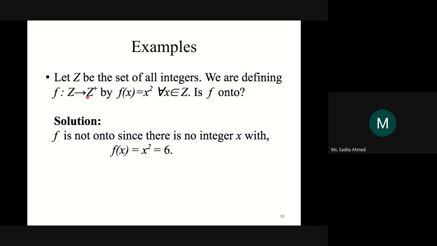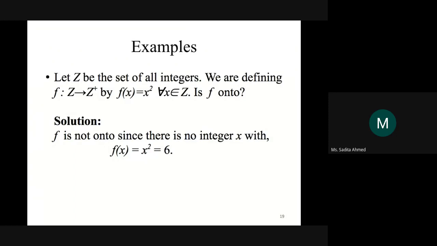So don't be tricked, okay, just by looking at the domain and codomain. Think about it. Think before you give the answer, okay? So even if it's a set of positive integers, so what? Even for positive integers, what you have to see is whether there is any integer out there whose square will give you all possible positive integers. No.